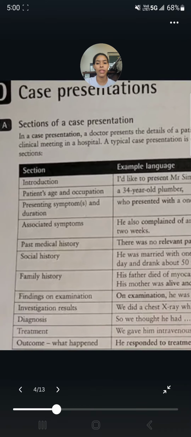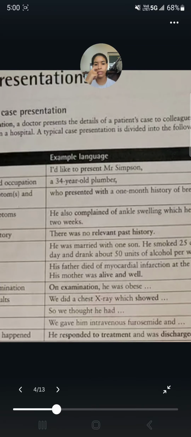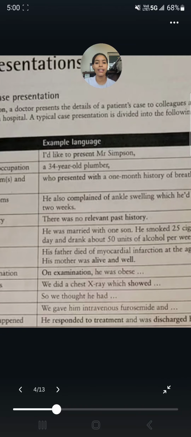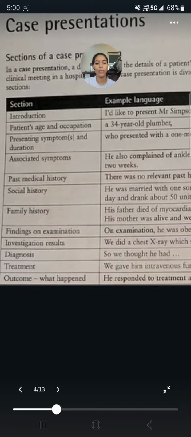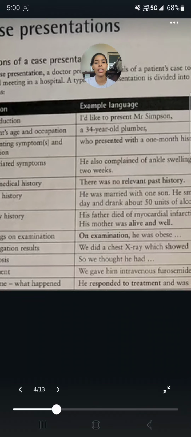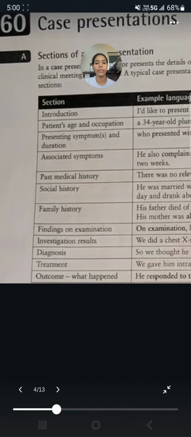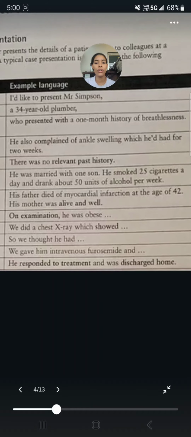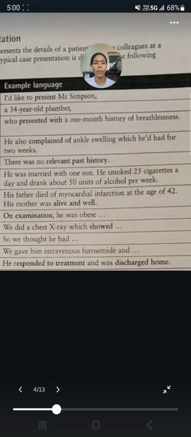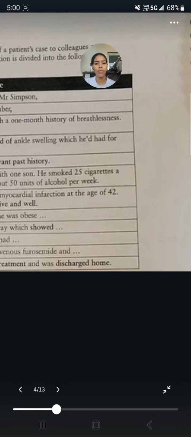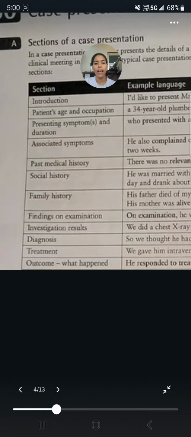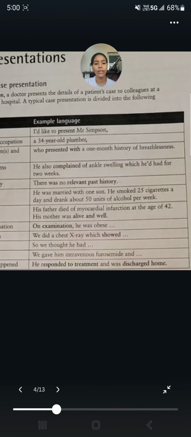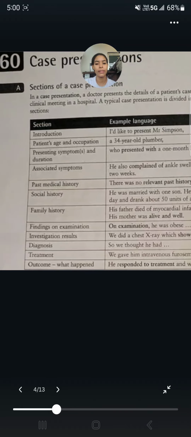So here we have it. We have the section and we have the example language. In section 1, we have the introduction. For example, I'd like to present Mr. Simpson. Then we have the patient's age and occupation: a 34-year-old plumber. Then we have presenting symptoms and duration: this is who presented with a 1 month history of breathlessness. Then we have associated symptoms: he also complained of ankle swelling, which he'd had for 2 weeks.